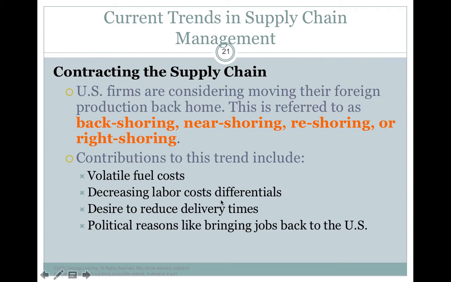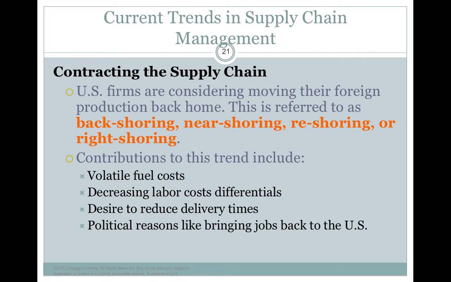And the delivery time. So if the demand is more unpredictable, you want to reduce the delivery time. The last one: now Donald Trump becomes the president of America, and Donald Trump wants to keep all the production in America. So he called for bringing jobs back to the US.